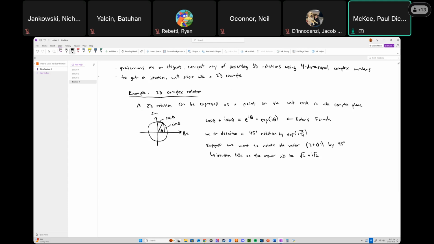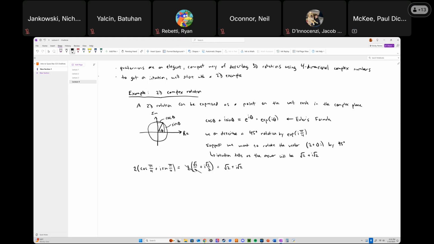What is 2 times cosine theta plus I sine theta? Or in this case, cosine of pi over 4 plus I sine of pi over 4. Well, that's the same thing as 2 times... what is the cosine of 45 degrees? Well, it's root 2 over 2 plus I root 2 over 2. Cancel, cancel, cancel. You get root 2 plus I root 2.